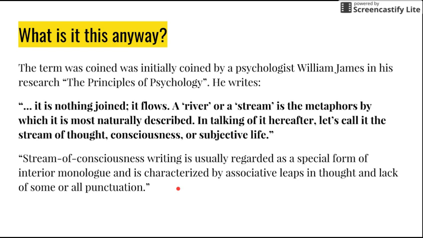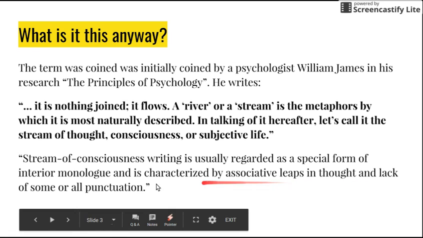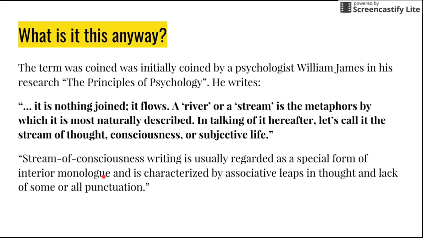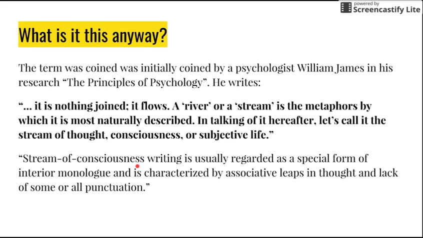So often the rules of grammar and language are ignored, as you will see in James Joyce's instance. So this is what it means: associative leaps in thought and lack of some or all punctuation. Interior monologue is simply a technique in which you are being told what the character is thinking, but the language is still consistent with the language of the text, right? But with stream of consciousness, you can identify it when the language suddenly shifts, right? So that's why it's a very tricky technique to master.